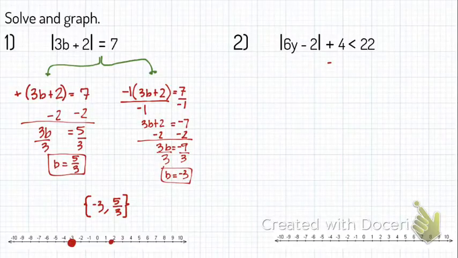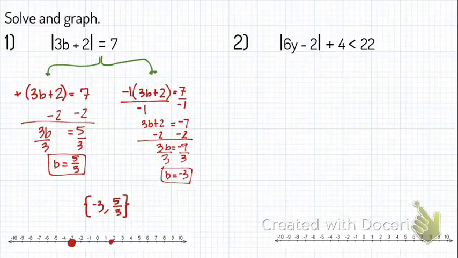Number 2, I noticed that the absolute value sign is not isolated, and I also notice there's a 4 here being added, so I want to move this 4 over here, doing the opposite, which means I'm probably going to subtract 4. And the other thing I noticed, look at this, it's an inequality. So it's going to be a different kind of answer. I'm just going to have a range of answers, not a specific answer like number 1.